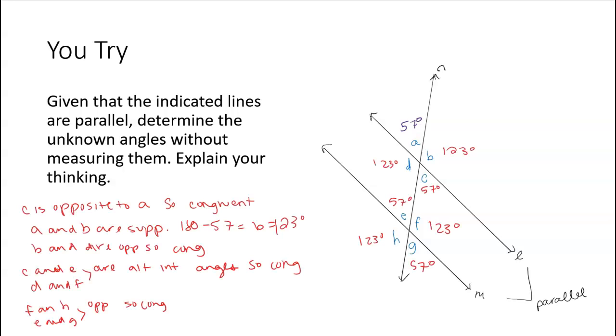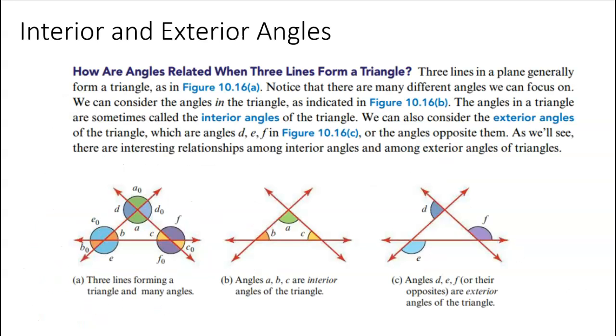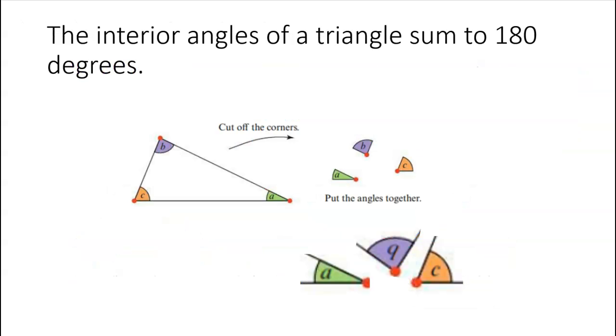And there we go. So, interior and exterior angles: how are angles related when three lines form a triangle? So we just want to take a peek here. The interior angles are inside the triangle that they form, and exterior angles are outside of the triangle that they form. If we look at the interior angles of a triangle, they actually sum to 180 degrees.